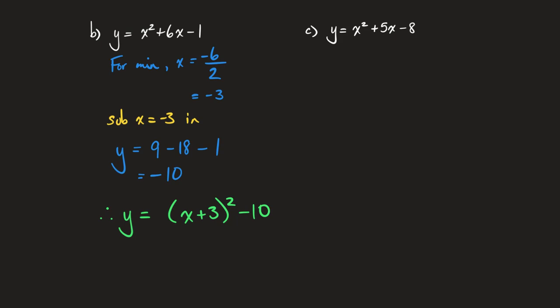Okay, I would like you to try to work your way through C and try to come up with a vertex form for that parabola. Okay, try it on your own. Pause the video now. Okay, we're back. So I'm just going to put a little wavy line down.